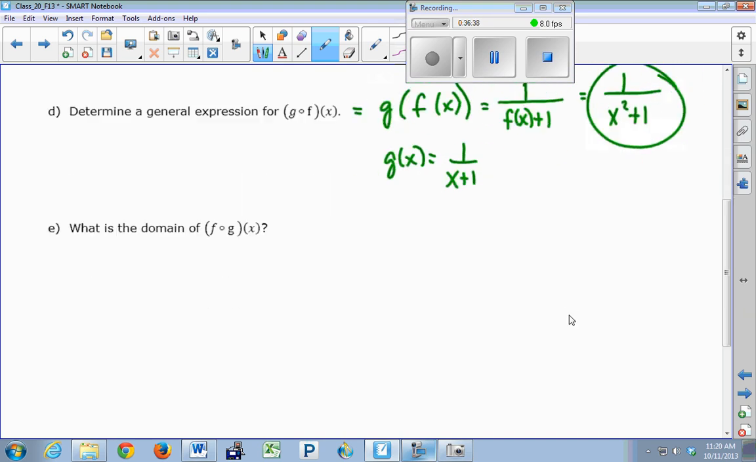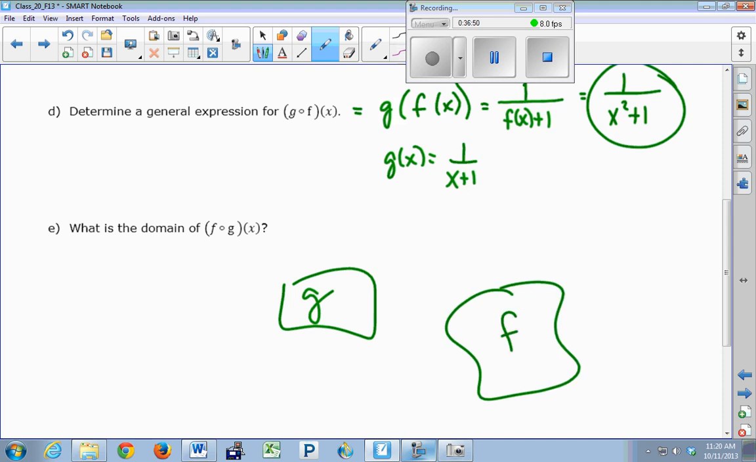What's the domain of this composite function? So here's my g machine. Here's my g function. And here's my f function. Okay, so let's put these over on the side here. G of x is 1 over x plus 1. And f of x is x squared. So what is allowed to go into my g machine? What set of numbers? What is the domain for g? What's the domain for g?